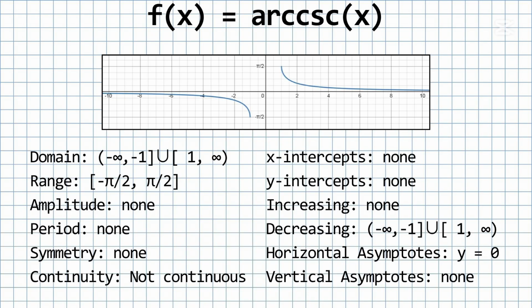infinity to minus 1 included, and from included minus 1 to positive infinity. Its range is from minus pi over 2 to pi over 2 included. It also does not have an amplitude nor period, and it is not symmetrical or continuous. It does not have any x-intercepts or y-intercepts, and it is not increasing, but it is decreasing on its domain. It has one horizontal asymptote, which is at y equals 0, and no vertical asymptotes.